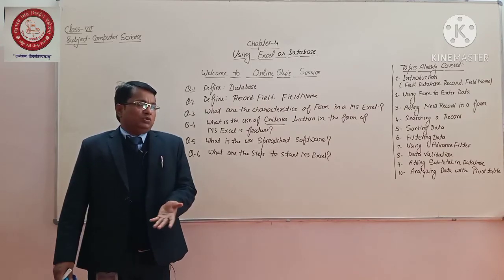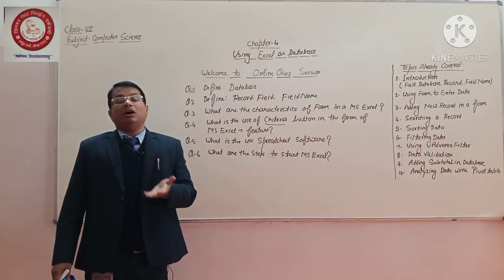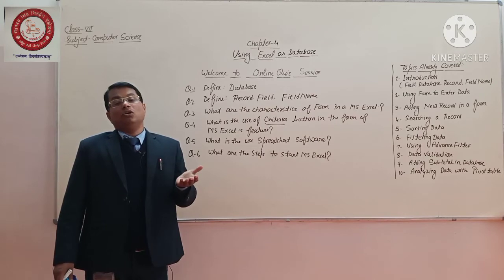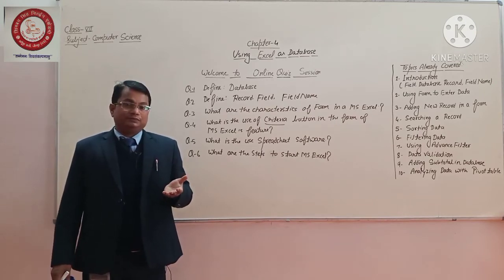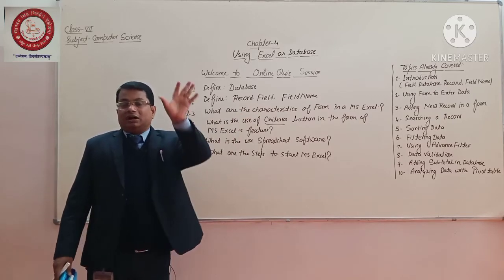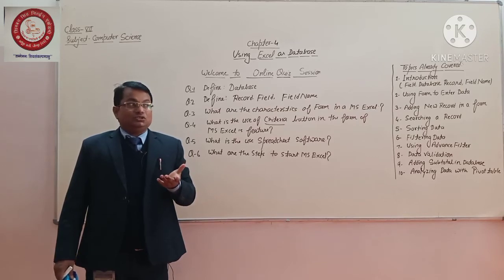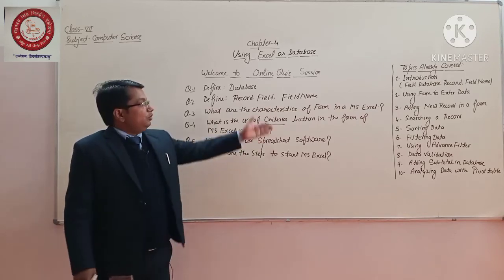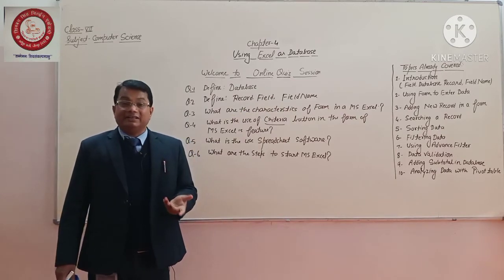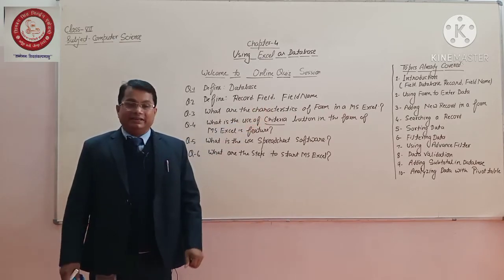Question number 2. Define record. Record is a row. Whatever the database is created, a particular row is called a record. That record gives all the information about the particular student. Field is a column, meaning a particular column giving one kind of information is known as a field. Now next is field name. Field name is the column header. Means column की जो heading होती है उसी को हम बोलते हैं field name.